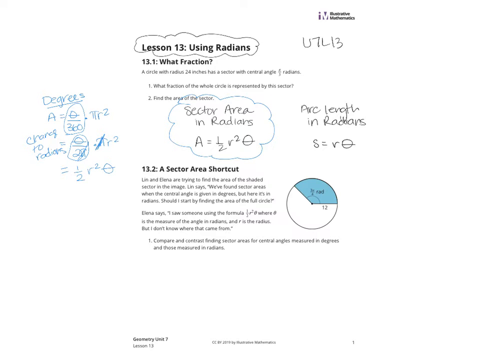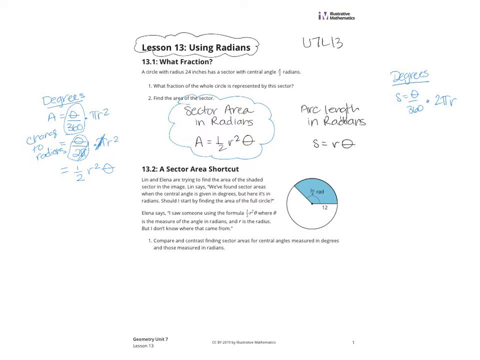So let's take a look at our arc length. Last week in degrees, if you remember, our formula for arc length was the portion of my circle, theta over 360, that was the part of my circle I was trying to find the arc length of, and the arc length is around the outside, so I multiplied by the circumference, which is 2 pi times the radius.